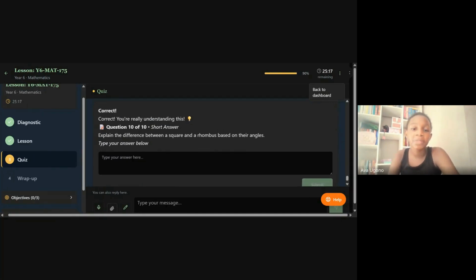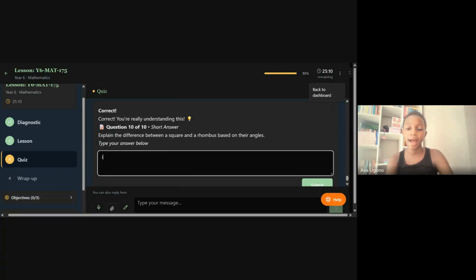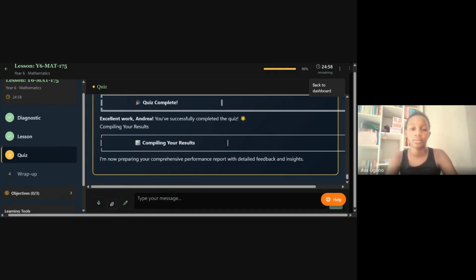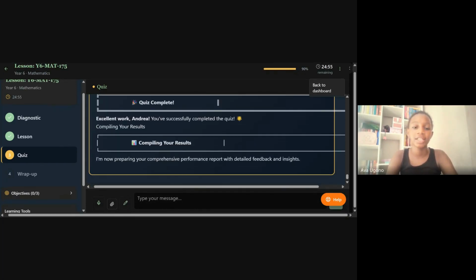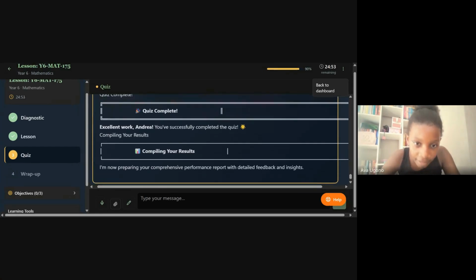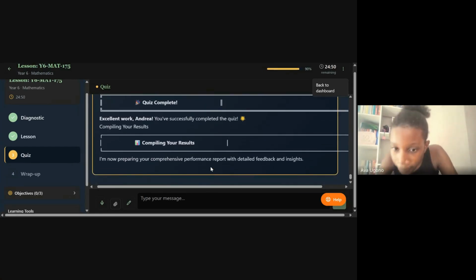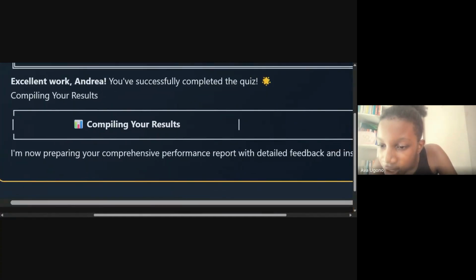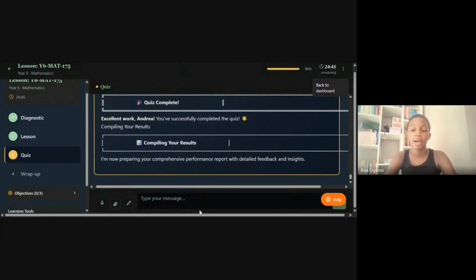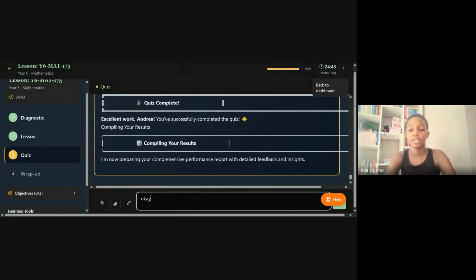Now it says, explain the difference between a square and a rhombus based on their angles. I'm going to write, I don't know the answer. And obviously mark me wrong because I didn't provide the answer. Now it's preparing a comprehensive performance with detailed reports based on my score and how I did the lesson.